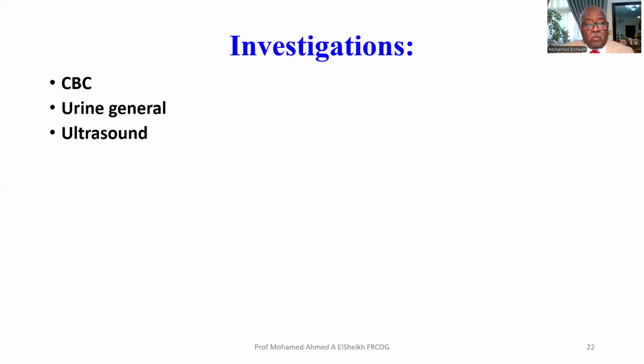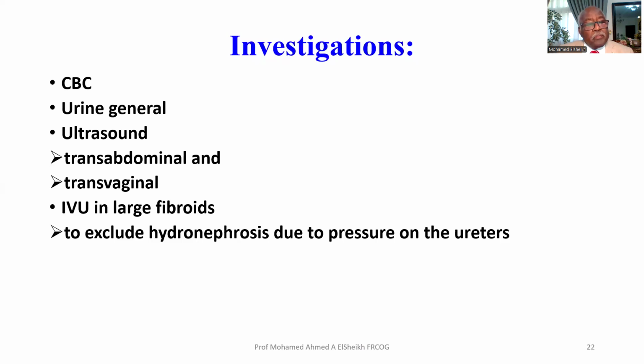What sort of investigations, having said that? Simple, we start with CBC, because if there is abnormal uterine bleeding, the likelihood of anemia is there. And also when we want to manage it, we have to know. Do urine in general, and do an ultrasound to diagnose the fibroids. Ultrasound could be transabdominal or transvaginal, depending on the size of it. If it's a big tumor, you will be able to get it by transabdominal. Sometimes transvaginally, you will see a small fibroid which is not detected per abdomen.